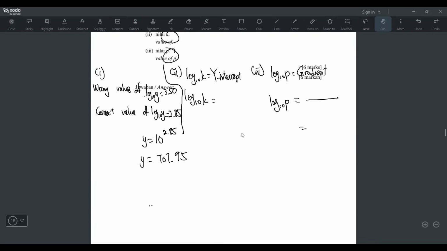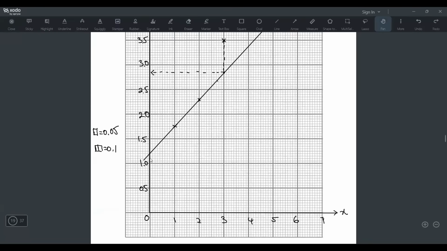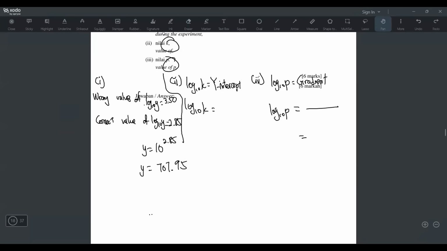So now we just have to put in all the information. Okay, for the y-intercept, let's read first. So my 1.0, go up 1, 2, 3, up 4 boxes. Okay, 1.0 up 2 boxes is 1.1. Up another 2 is 1.2. So my y-intercept is 1.2.